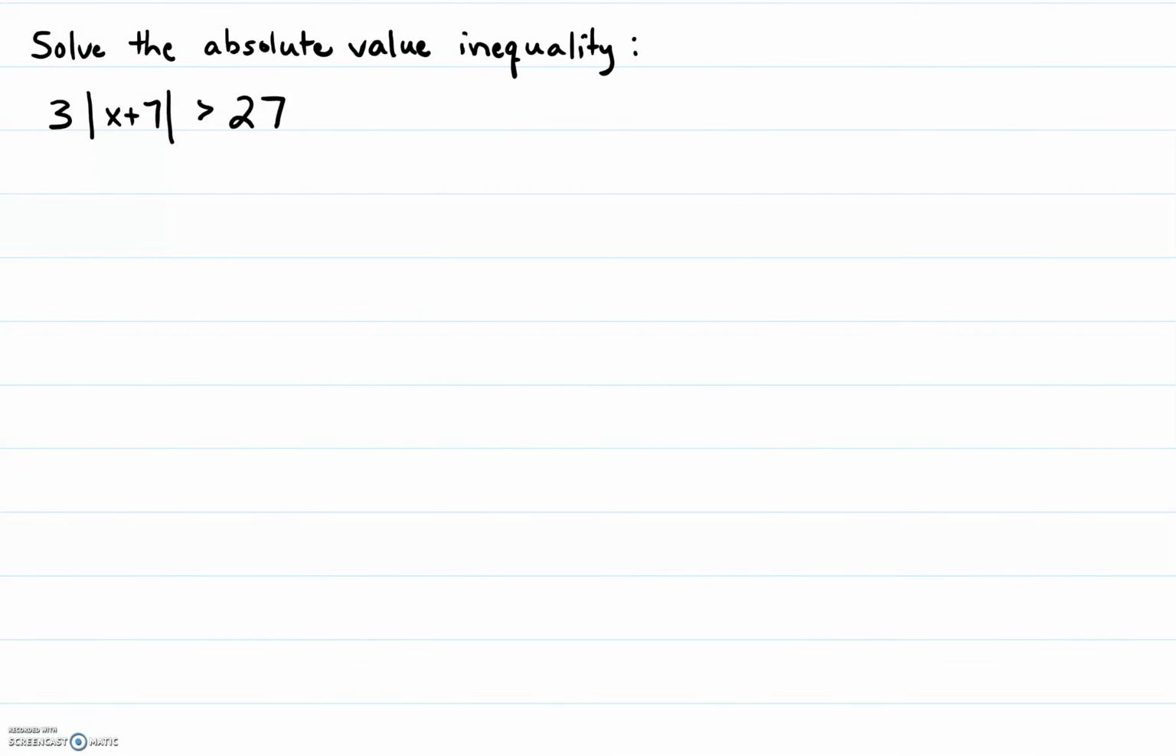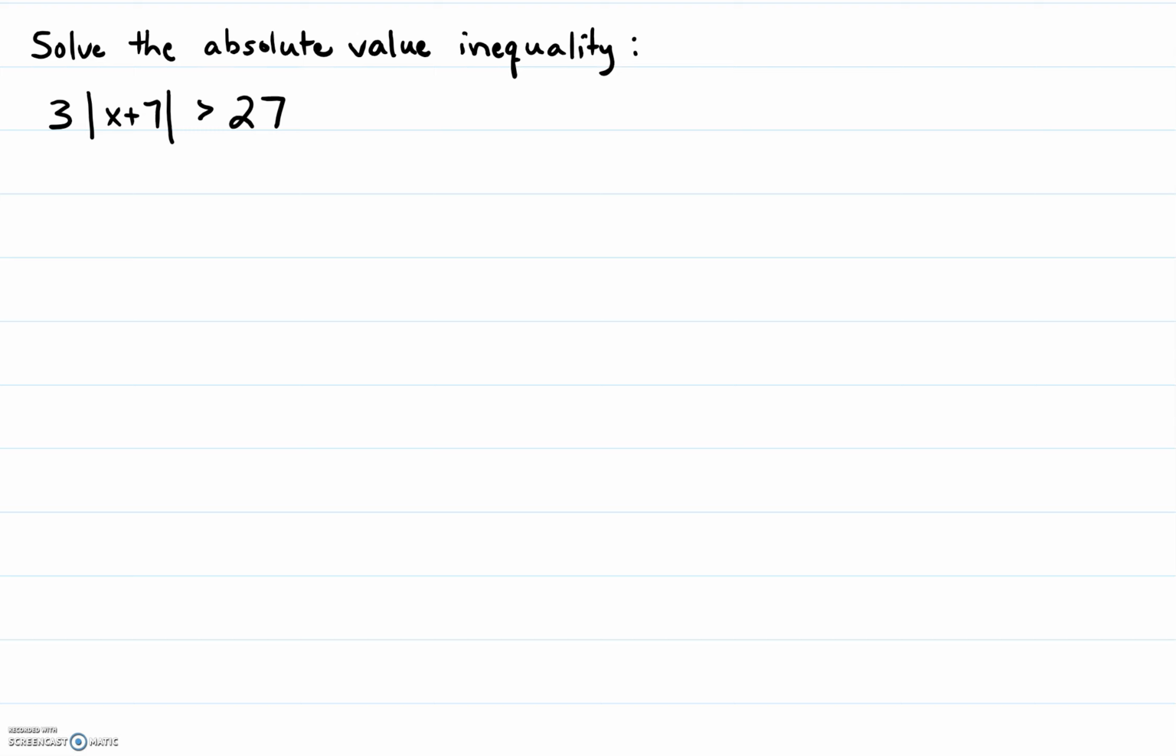In this video, we're going to look at solving absolute value inequalities. And our particular problem for this video is 3 multiplied by the absolute value of x plus 7 is greater than 27. So just like with absolute value equations, the first thing we want to do is get the absolute value term isolated on one side of the inequality.